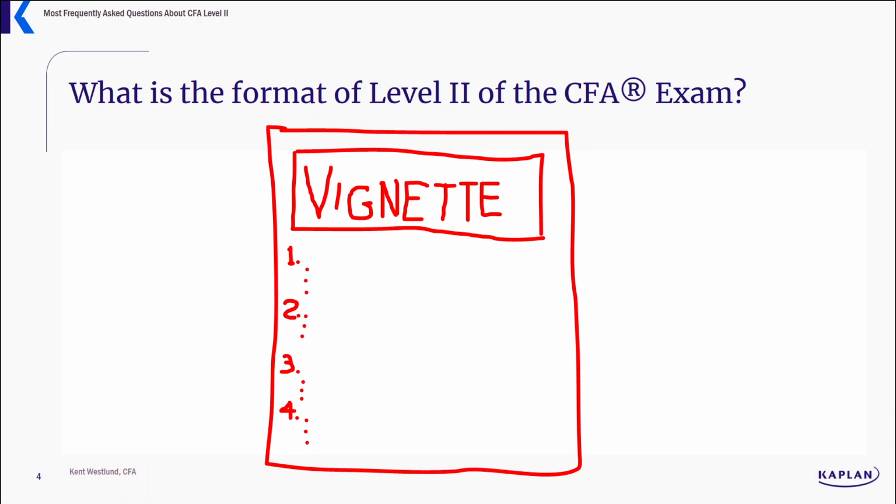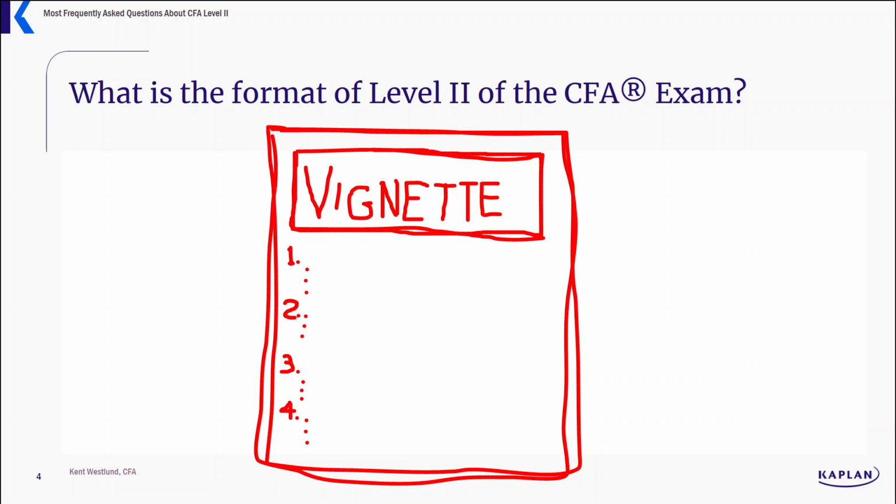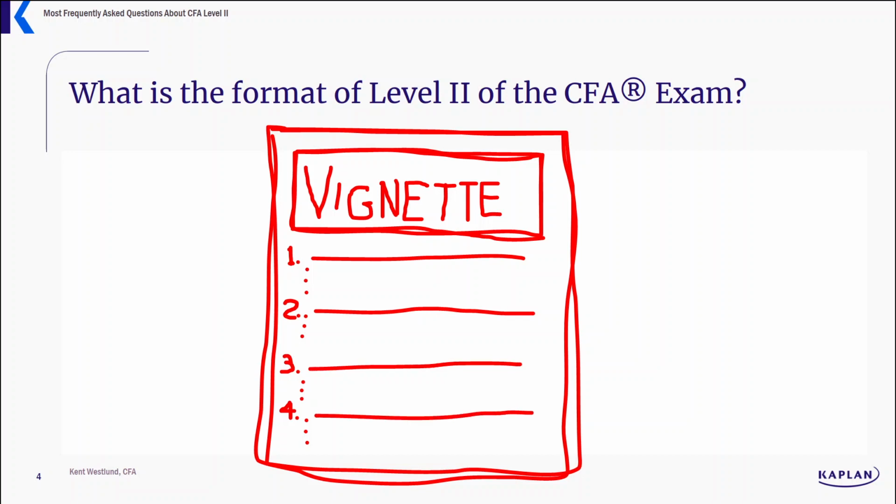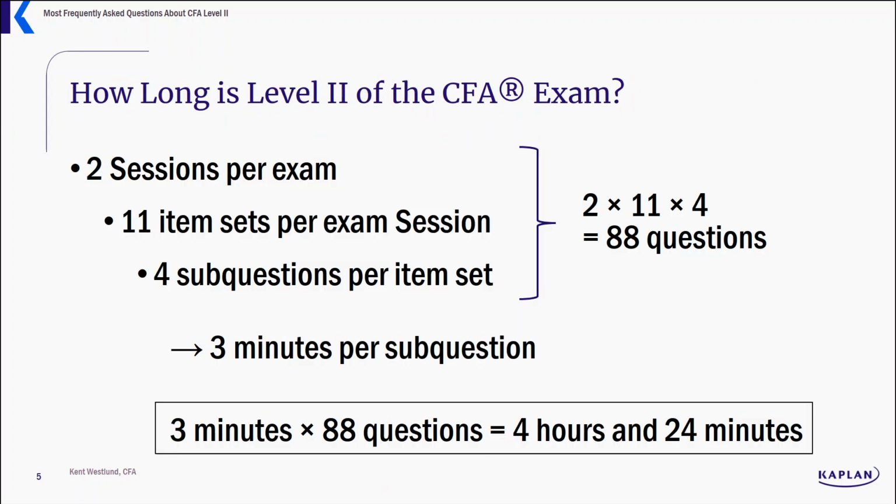So an individual item set will look a little bit something like that. We can visualize an item set as looking something like this. Like I said, the item set will begin with a vignette, which is a few paragraphs of text, and then it'll have question 1 multiple choice, question 2 multiple choice, question 3, question 4. Each of these 4 multiple choice questions will be asking you about this vignette. So you'll need to go back to the vignette and find the information that you'll need to answer each of those 4 multiple choice questions.